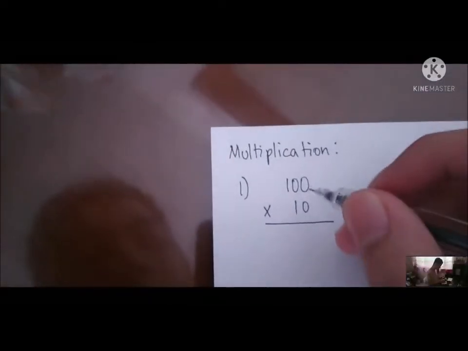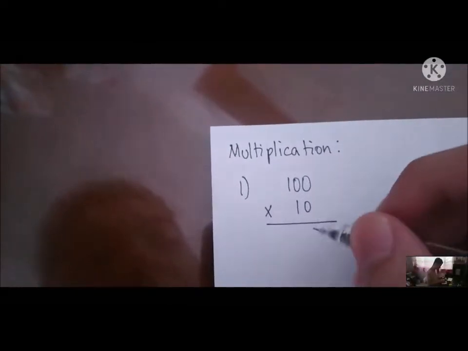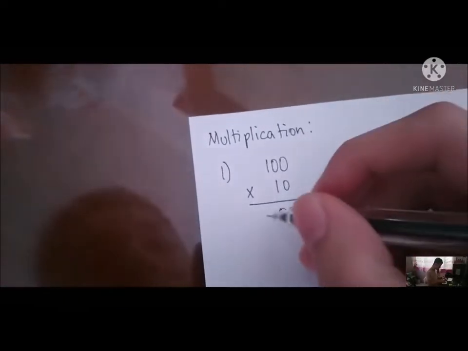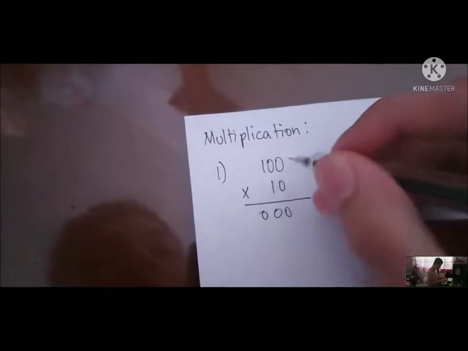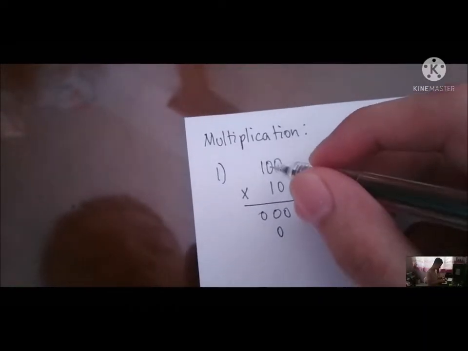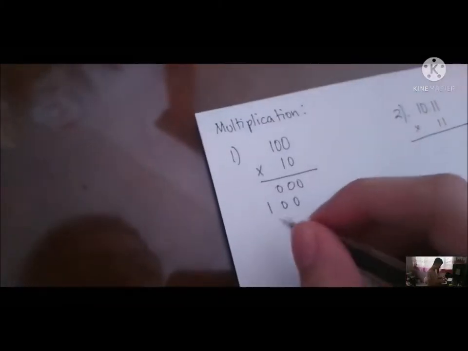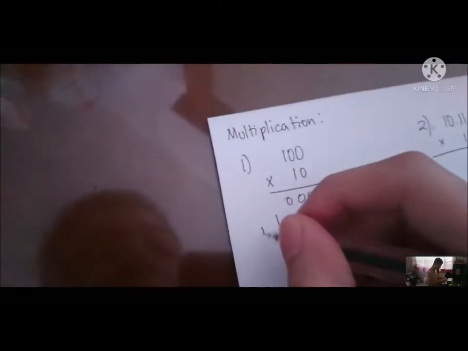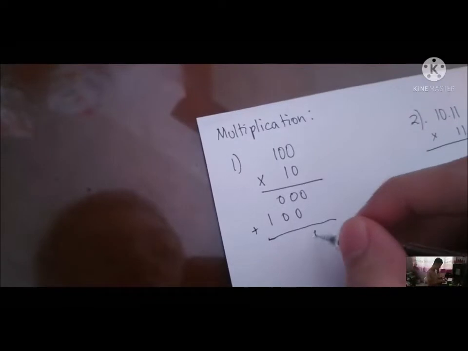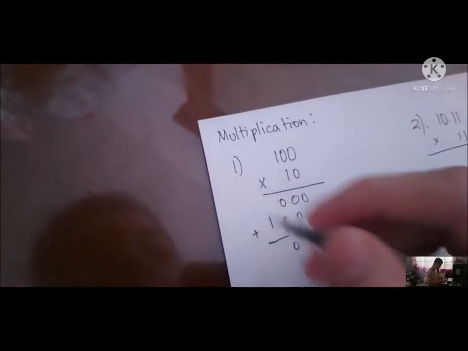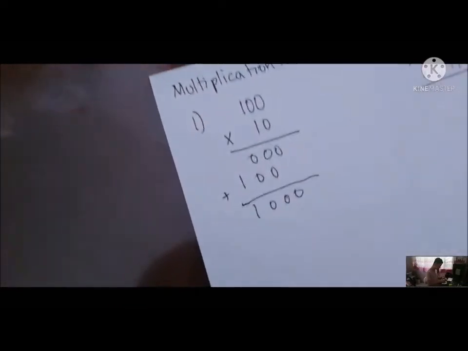We move on to multiplication. Now, 0 times 0 is equal to 0, 0 times 0 is equal to 0, and 0 times 1 is equal to 0. And 1 times 0 is equal to 0, 1 times 0 is equal to 0, and 1 times 1 is equal to 1. After that, we will add: 0, bring down 0, 0 plus 0 is equal to 0, 0 plus 0 is equal to 0, and bring down 1. So the answer is 1000.